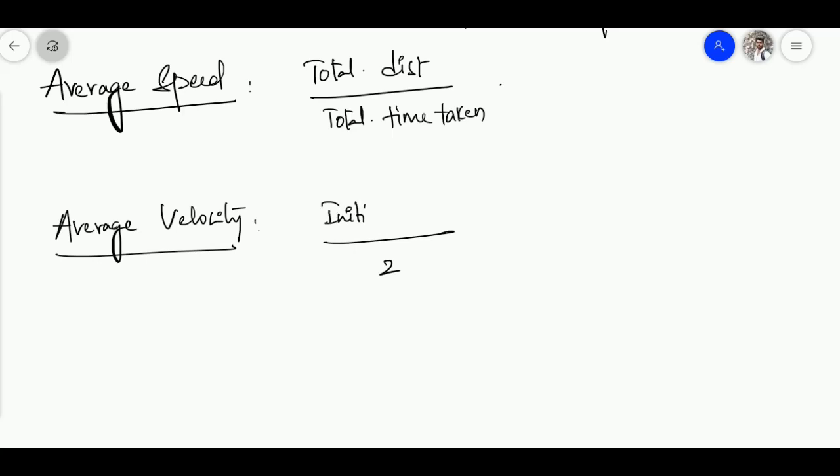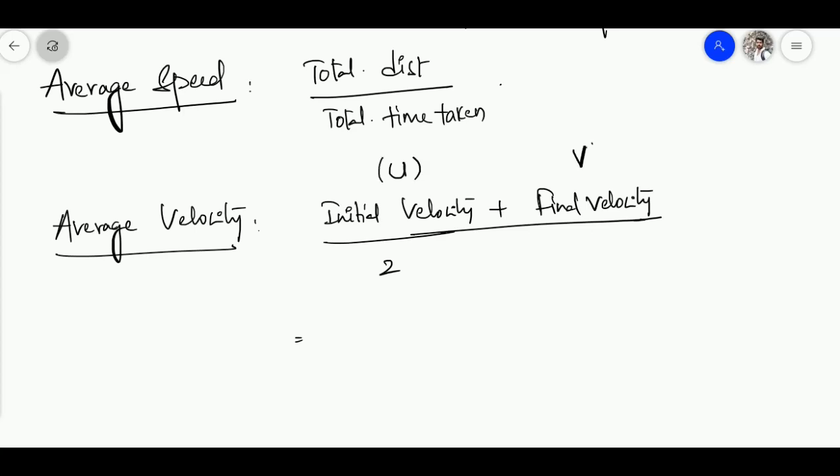So you have to add the velocity you start with, that is called initial velocity, and your final velocity. That means before reaching your home or before reaching the point B, the velocity you maintained right before reaching. That's the final velocity you acquired. Divided by 2. Most of the time, this initial velocity will be indicated with small u and this final velocity will be indicated with small v.